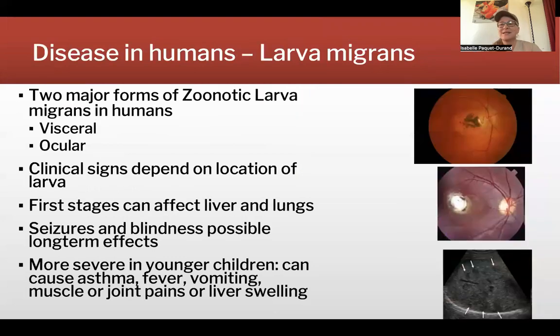In humans, the disease is not as simple and straightforward as it is in animals. It is roughly described as larva migrans. It's migrating larvae that can be found in different locations. A couple locations give them special names like visceral larva migrans or ocular larva migrans, being in the eye. The signs caused in humans depend obviously on where these larvae are located, but can include liver and lung damage in the early stages, as well as blindness and or seizures and more.